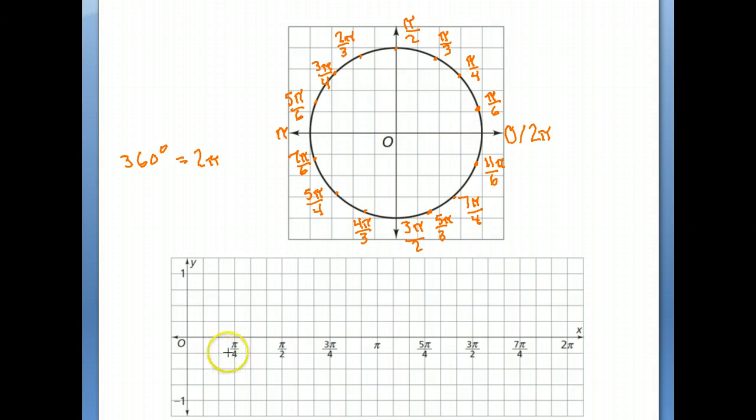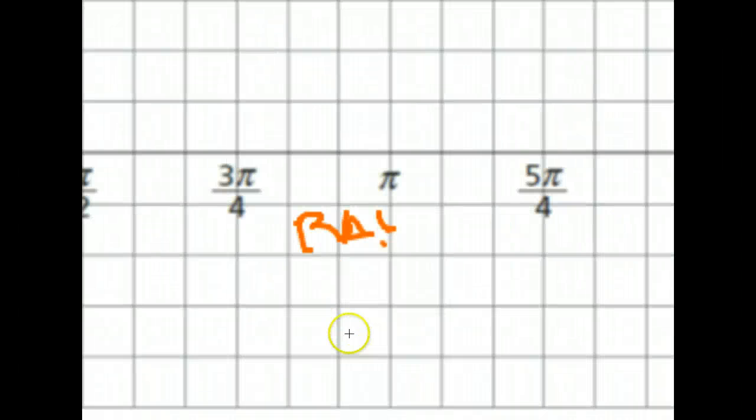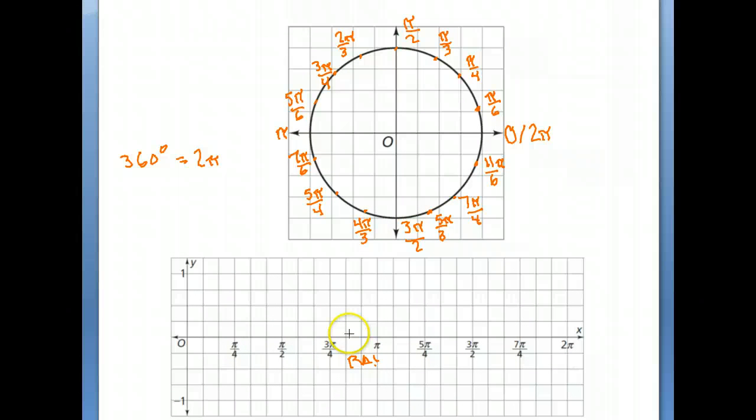Alright, so what you can see is that down here on the x-axis of this graph we also have all these radian measures. So I'm just going to write radians down at the bottom here, and we'll continue on. The next thing we want to know then is what happens to our coordinates as we go around the unit circle.